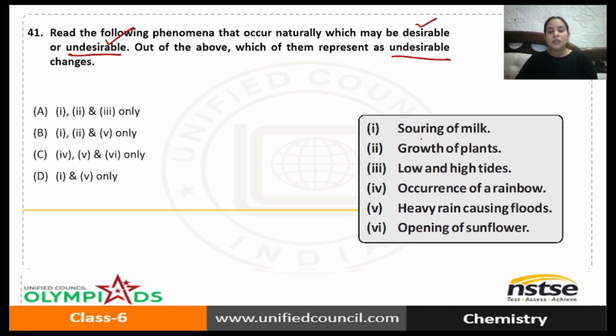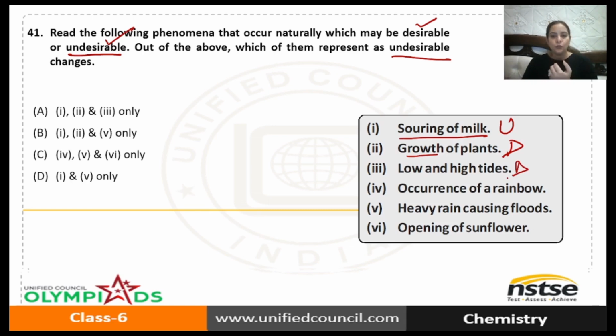So here we have a few changes. Souring of milk, that is milk getting soured. If milk gets soured, it is unfit for drinking. So do you think that's a desirable change? No, it is undesirable. Growth of plants obviously is a desirable change, because if the plant grows, then only it will have fruits and flowers, and it will be helpful for us. So it is desirable. Low and high tides, again do you think it's a desirable change? Yes, low and high tides basically mean an increase or decrease in the level of water, and it is good because it helps in generating tidal energy.